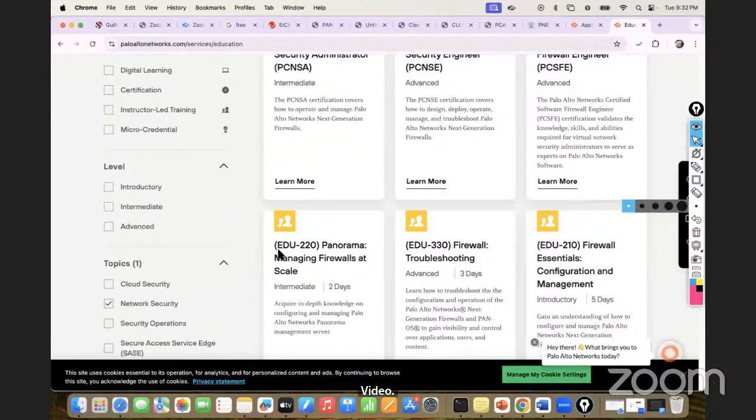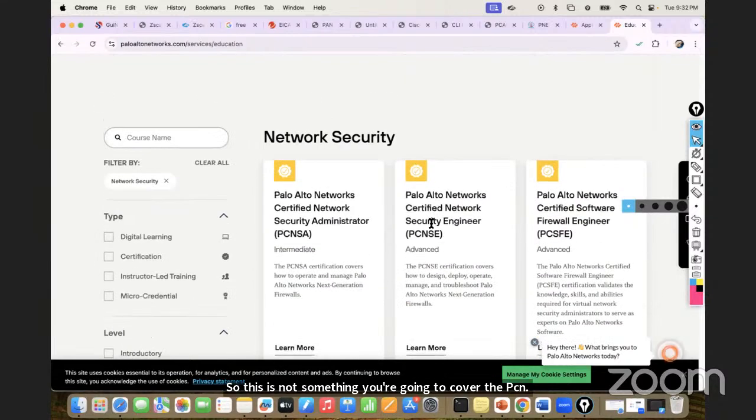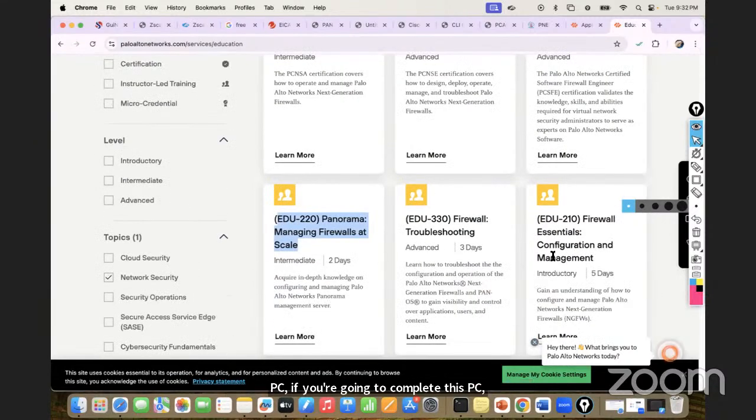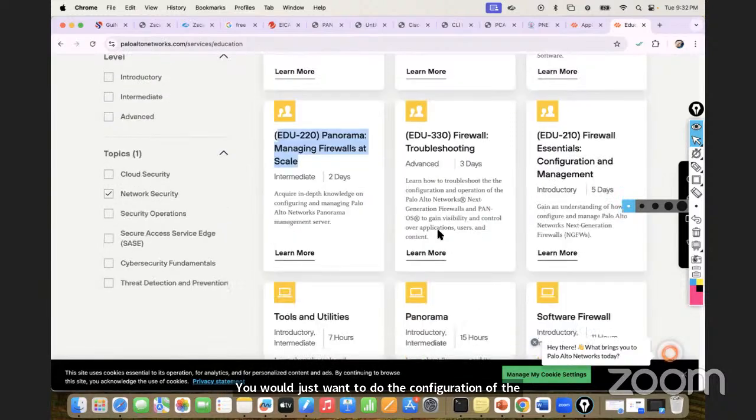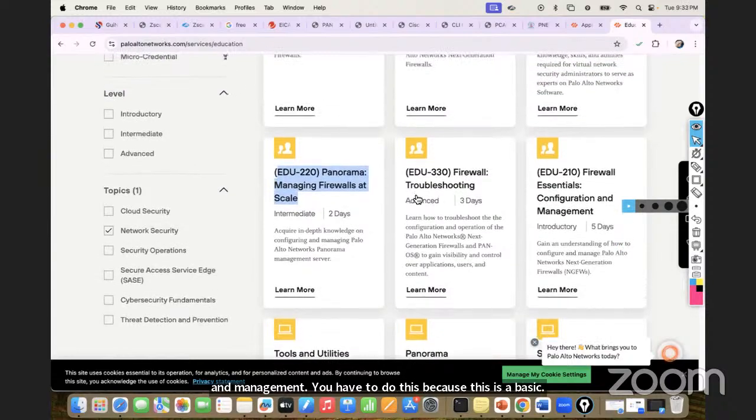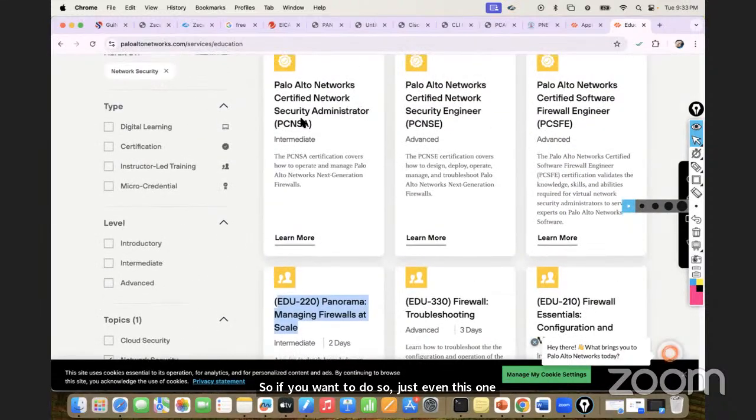This is EDU 220, just for Panorama, okay? And EDU 210 is just for firewall configuration management. This is just a basic course, so this is not something that covers PCNSA and PCNSE. If you complete PCNSE, all of these are covered by default. But if you want to learn just Panorama, you have to do this course. If you just want to do the configuration and management of the Palo Alto Firewall, you have to do this. This is basic, and it is also covered in the PCNSA course.